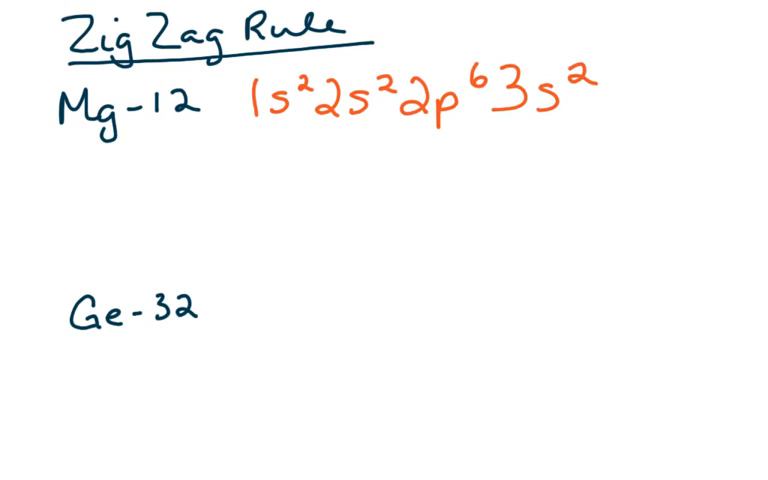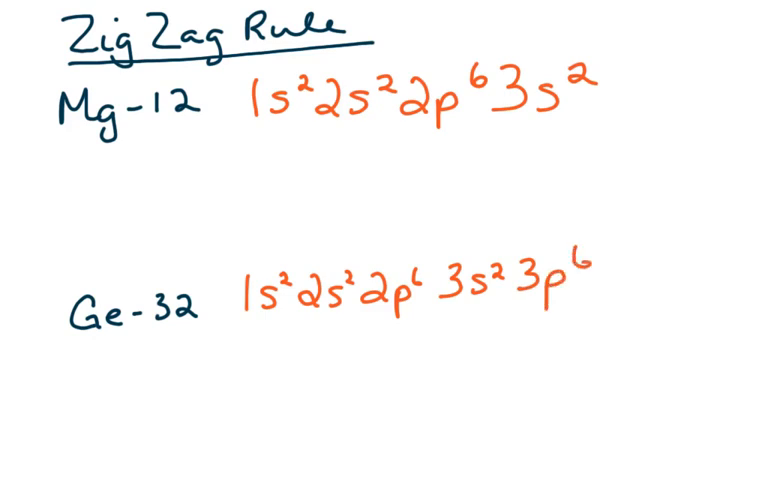Now we're going to do the same thing with Ge 32. So this time we need 32 electrons. So we start out with 1s2, 2s2, 2p6, 3s2. So what I did was I just wrote down magnesium, and I know I have 12 electrons already. So I need 20 more. So after 3s2, we can see by the zigzag rule, 3p comes next, and it can hold up to 6. So that's 18 electrons.